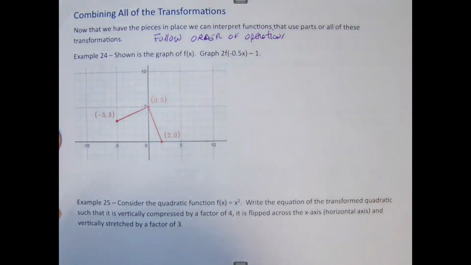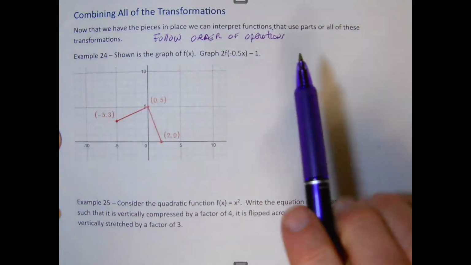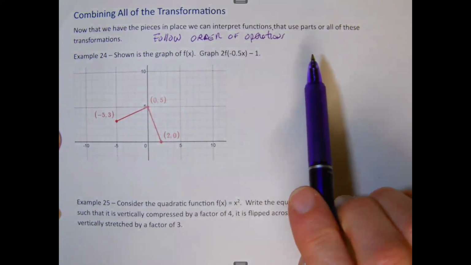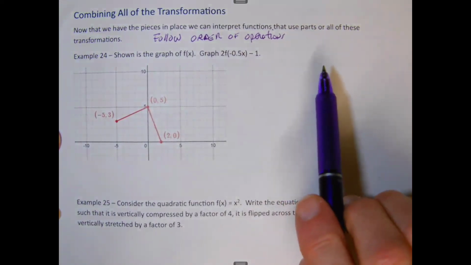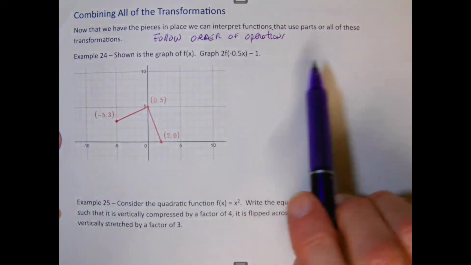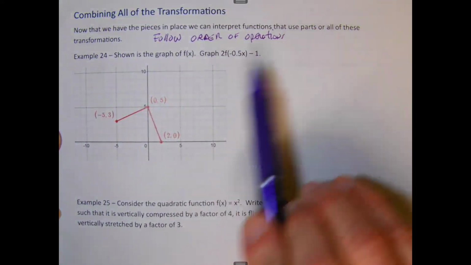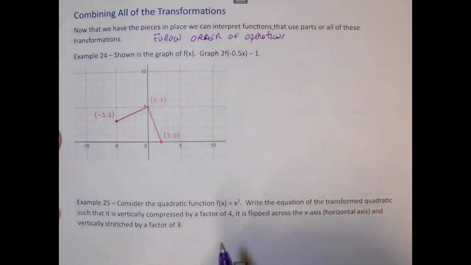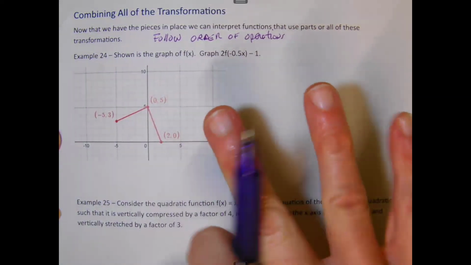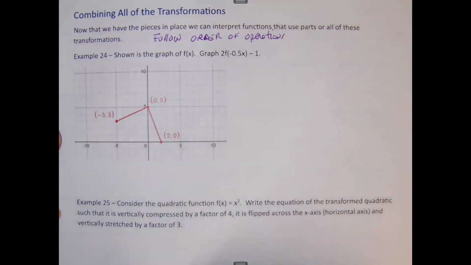The only exception was when we were combining horizontal shifting and horizontal stretching or compression at the same time. Then again, you have to factor out to do that. And then actually, if you look closely, the order seems to be reversed. That's about the only exception.